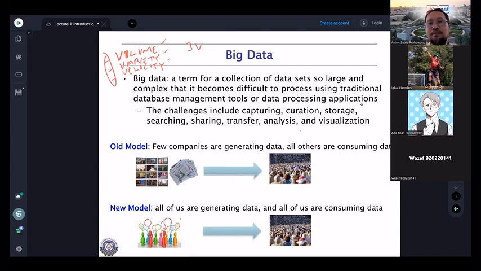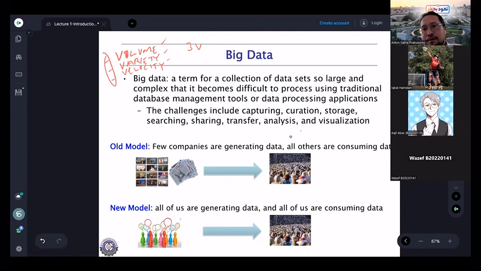So big data is a term for a collection of data sets so large and complex that it becomes difficult to process using traditional database management tools. That is the one. Big data relates to AI. Why? Because in order to process big data, we need tools, the tools that you mentioned here. I saw the chat here: is big data related with AI? The answer is yes.